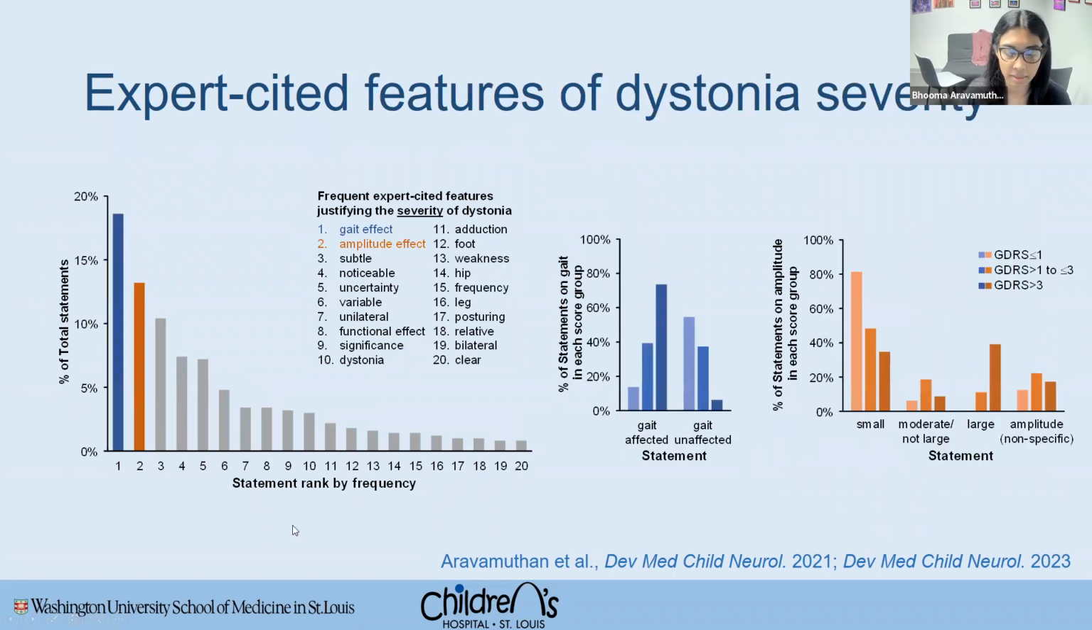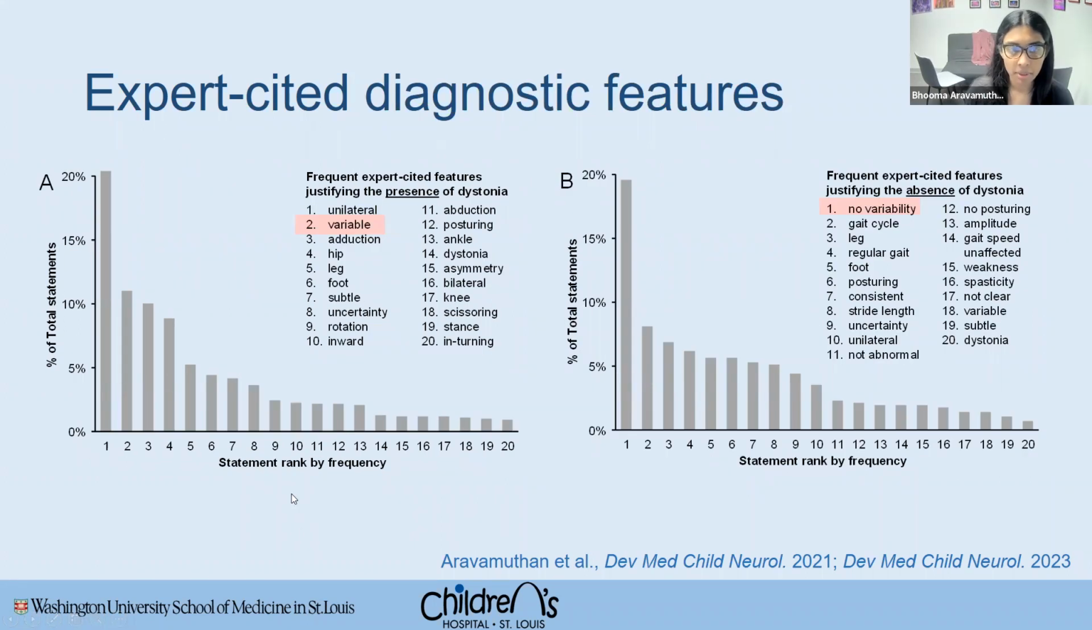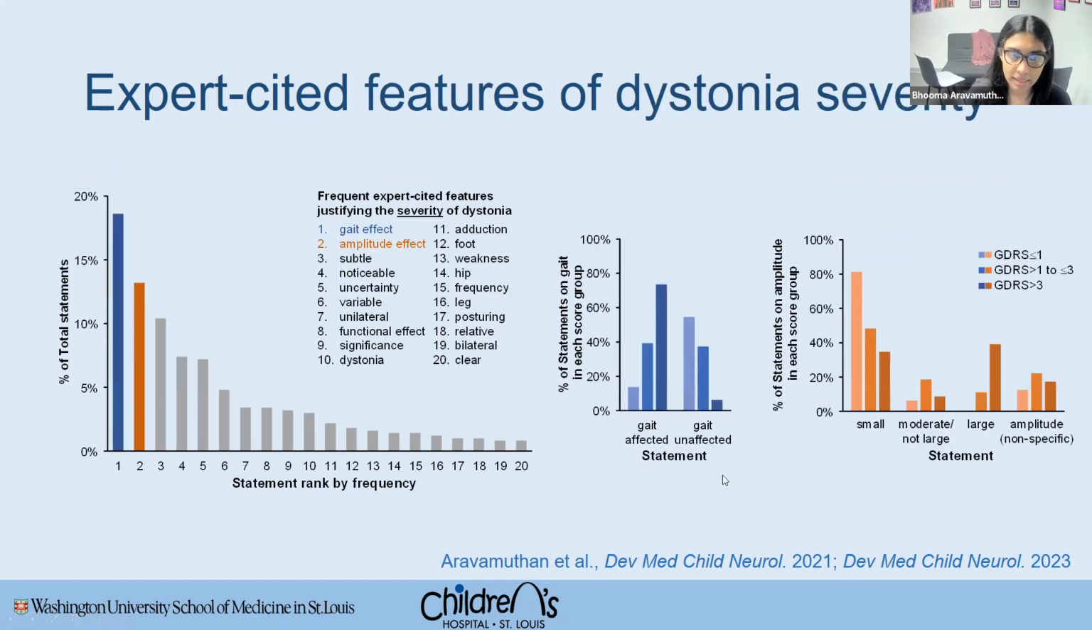So this concept of variability, we see pop up both in association with the presence of dystonia, it's the second most commonly cited feature, and the lack of variability is the most commonly cited feature justifying the absence of dystonia. And if we look at features experts cited with regards to severity, the effect on gait and the effect on adduction amplitude were the most commonly cited features. And you see the gait being affected, the darker the colors get, the more severe the dystonia. Gait being affected was mentioned more often with more severe dystonia.